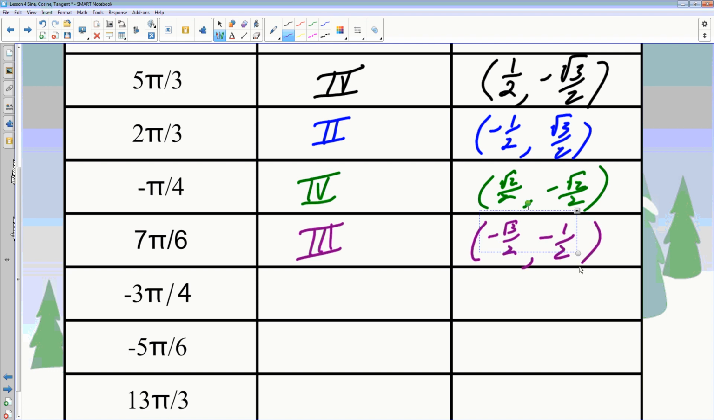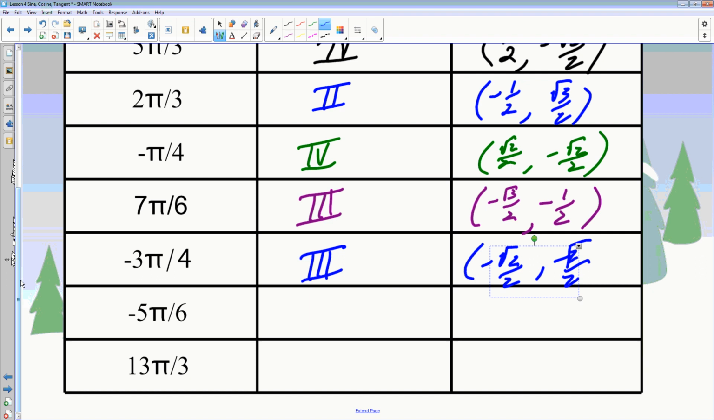So it's going to be negative root 3 over 2, negative 1/2. Okay, so negative 3 pi over 4 is going to be in the third quadrant as well. So both are negative. So negative root 2 over 2, negative root 2 over 2. Sorry, left off the root there. All right, negative 5 pi over 6 is going to also be in the third quadrant. It's the pi over 6 family. So both are negative. So negative root 3 over 2 and negative 1/2.